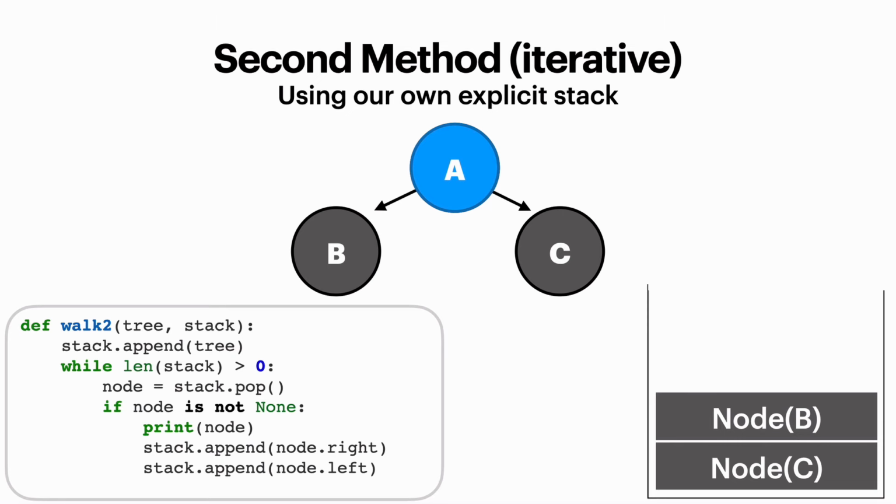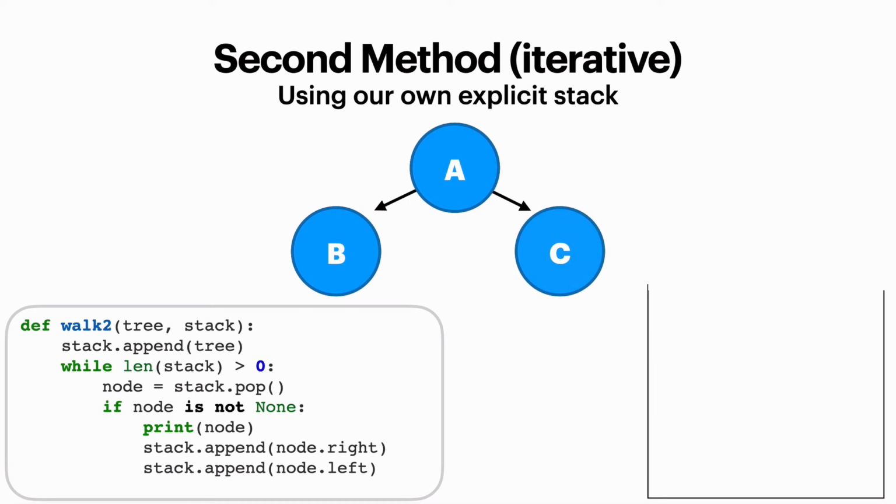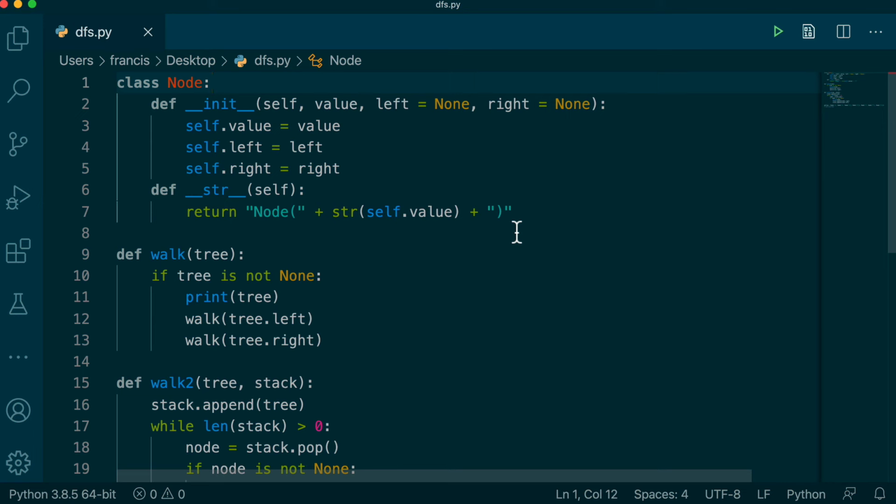So it's going to run again and it's going to pop B off the stack this time. It's going to visit B. B has no children, so the next part isn't going to do anything. Our loop's going to run again now. It's going to pop C off the stack and now it's going to visit C. And now our stack is empty and we visited every node in our tree. So let's look at the code for this.